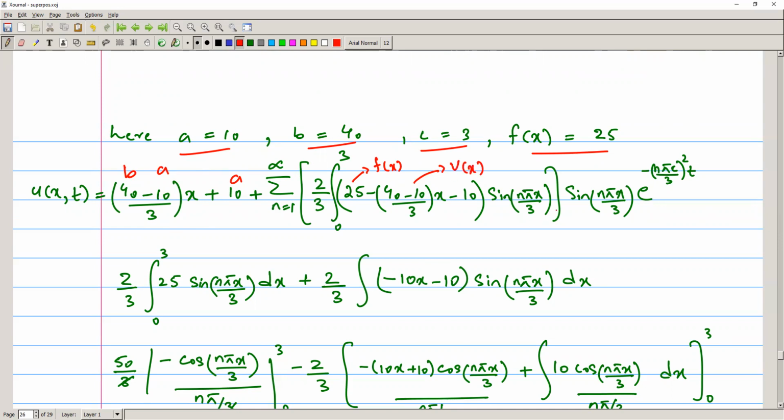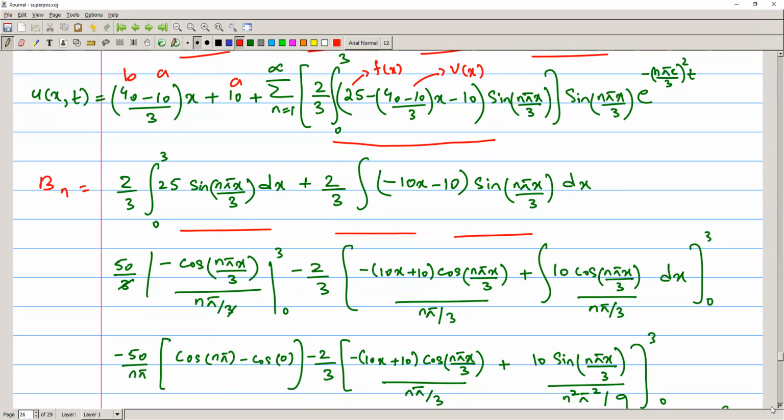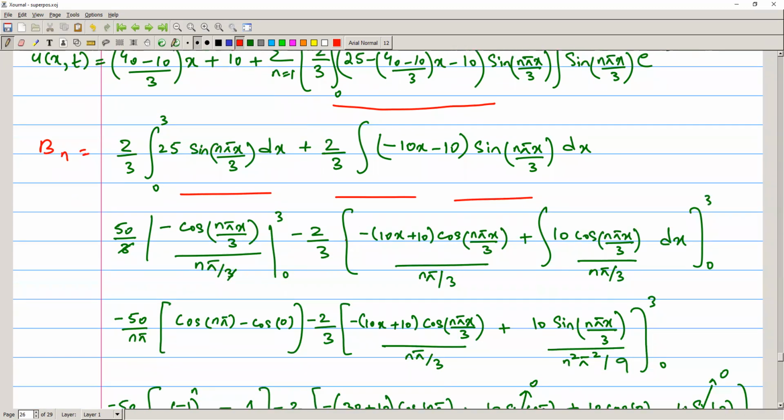Times sine n pi x over 3, times e to the power negative (n pi c over 3) whole squared times t, right? Now we will integrate this to find this bn. All right, so bn is equal to this integral. So we will integrate by using the by parts rule.